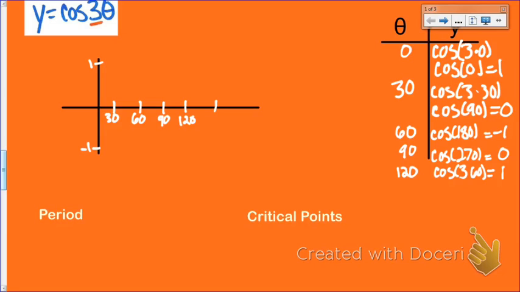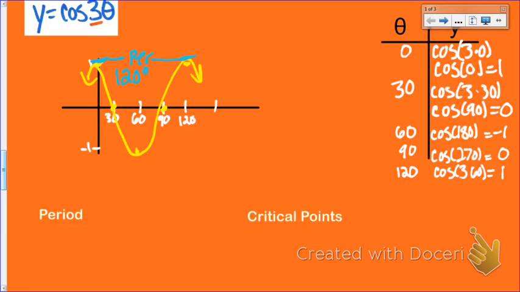So when I graph this time, I still have a wave, I still have an amplitude of 1, but what's changed is if I look at one cycle of my graph, one cycle of my graph goes from 0 until 120. So that means that the period is 120 degrees now.